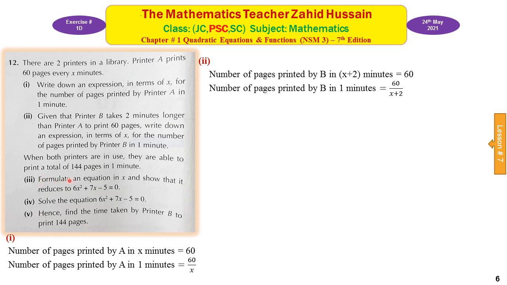In the third part, you are asked to formulate an equation in x and show that it reduces to this when both printers are in use and they are able to print a total of 144 pages in 1 minute. The number of pages printed by printer A in 1 minute is 60 over x. The number of pages printed by printer B in 1 minute is 60 over x plus 2. So what is the number of pages printed by printer A and printer B in 1 minute? It is given that the total pages printed by both the printers in 1 minute is 144.